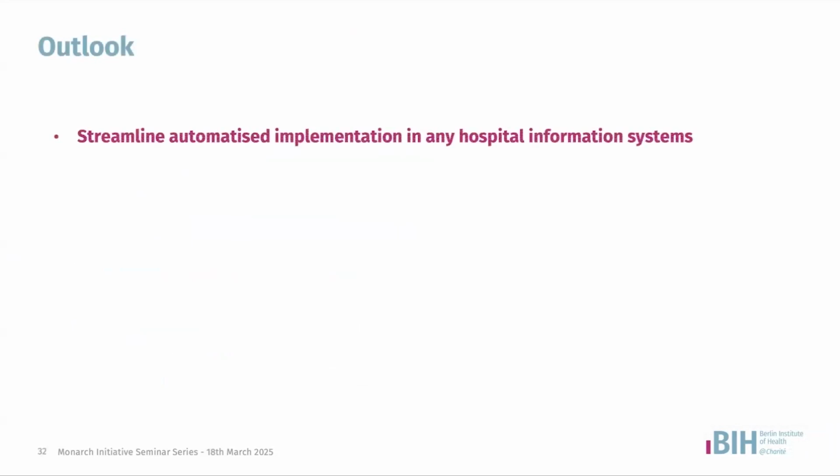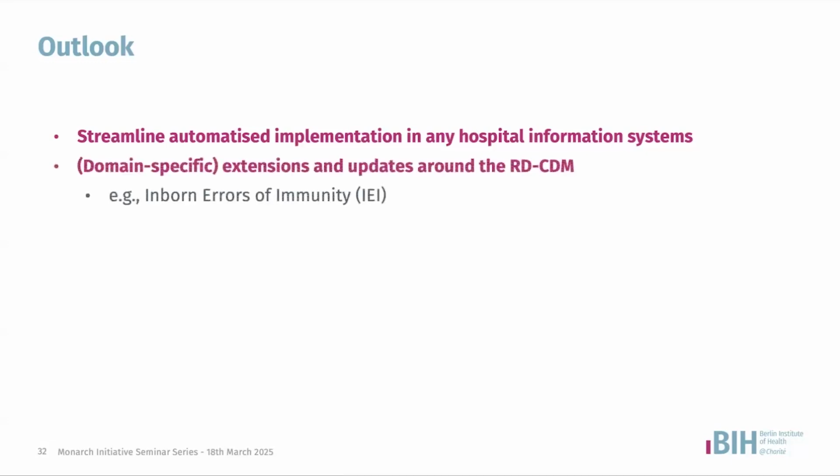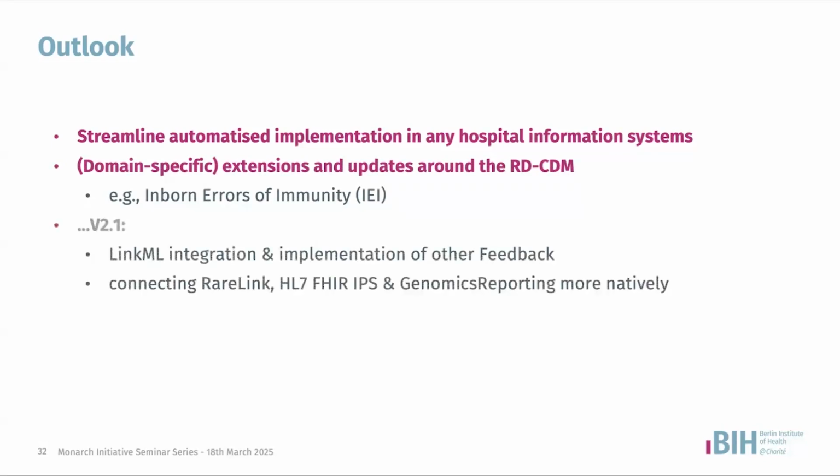So what is the outlook? What are we aiming to do in the future? The idea is, of course, okay, we have a nice data model now, so let's streamline automated implementation into any hospital information system. There is the idea of domain-specific extensions and updates around the common data model, together with the European Reference Networks for specific clinical domains, such as inborn errors of immunity, with whom we are working together right now. But of course, others may also adapt the similar approach, the methodology, to improve their domain-specific data models as well.